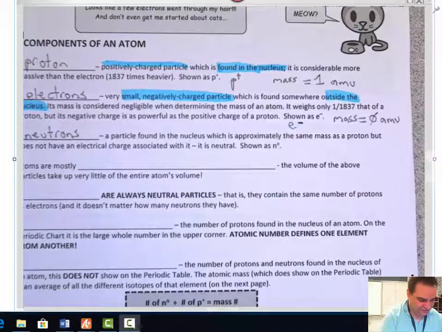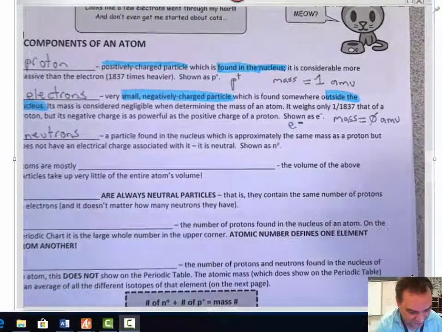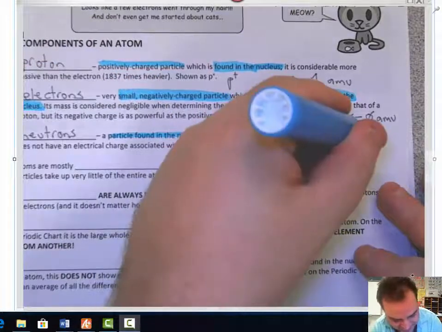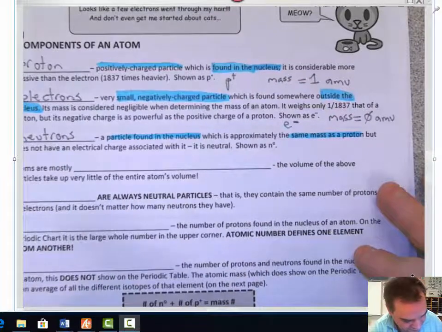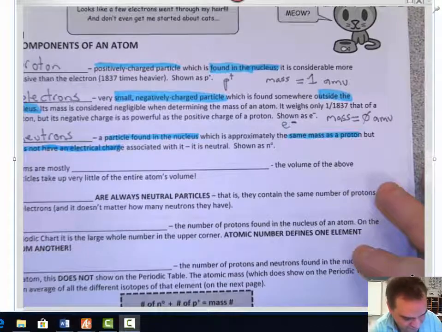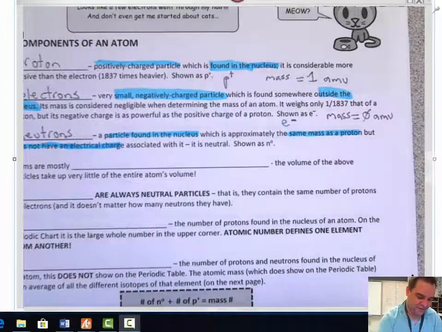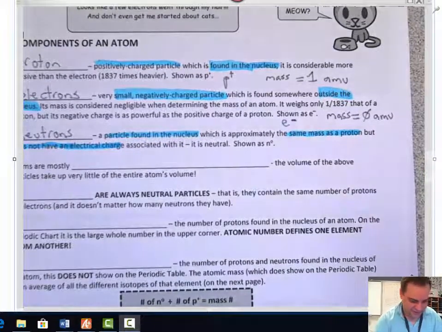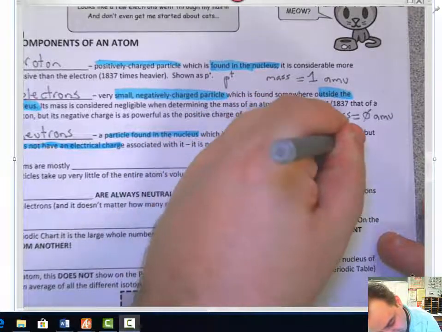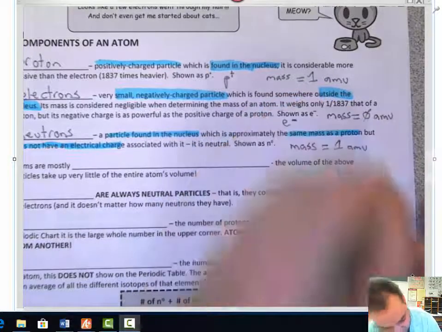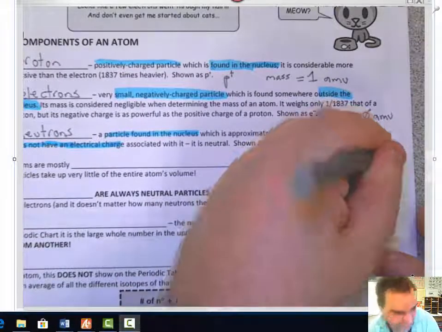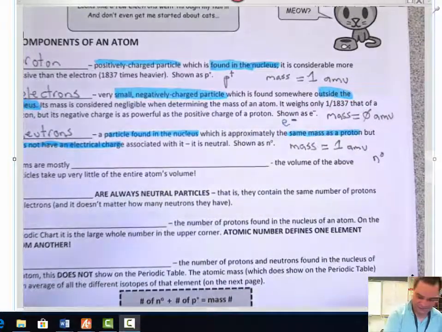Neutrons. They are particles that are found in the nucleus. They have the same mass as a proton, and they have no charge. It is neutral. It is shown as N0. The mass of a neutron is considered to be 1 AMU. It's pretty close to a proton. And the symbol they use for it is N0.